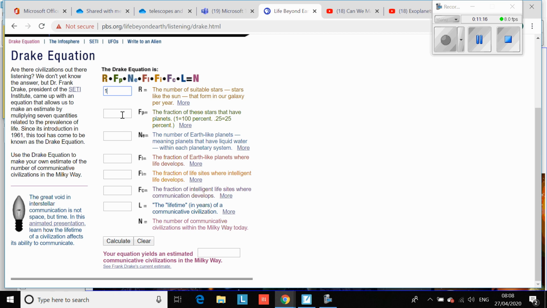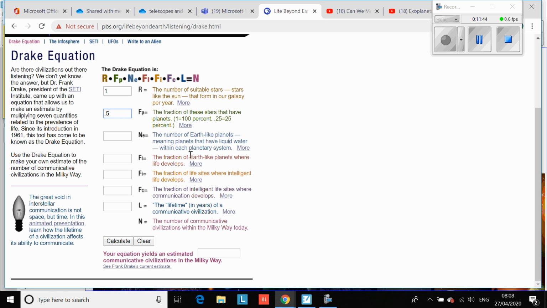Then the fraction of these stars that have planets. 1 equals 100%, 0.25 equals 25%. So we put it in as a decimal. Let's say we're discovering these exoplanets all the time. We thought planets were quite rare, but now actually think planets might be quite common around stars. So let's say 50%, so half of all stars have planets, so 0.5 in this case.